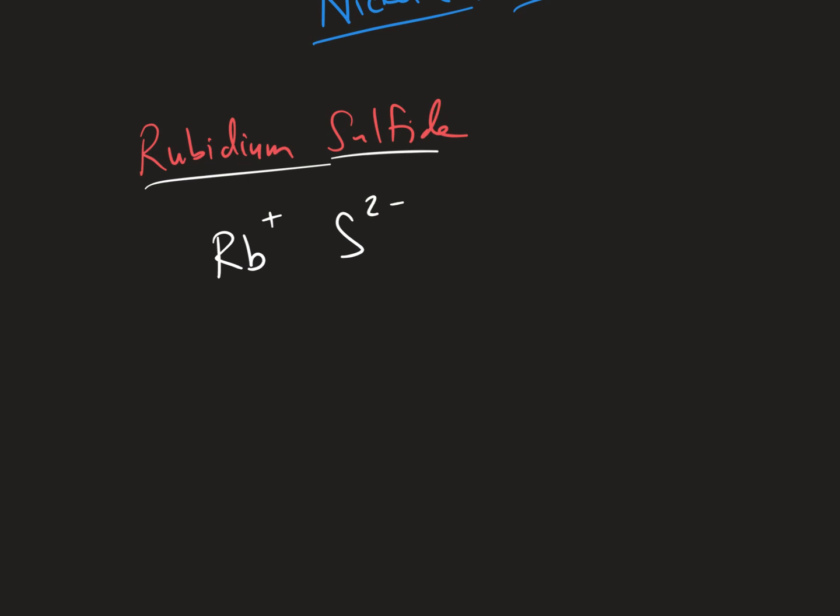You with me? We all understand why 2 minus? Because it's in group 6. It has 2 less than the nearest noble gas. Good. Now what do we do?